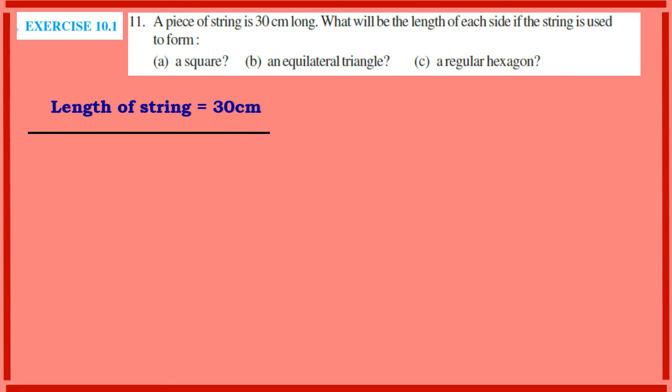So suppose this is a string of length 30 centimeter. This string we are going to bend to form the square. So what will happen? The same string is in the shape of the square. So the length of the string is equal to the perimeter of the square. Got it? Because these 4 sides are made up of this string, no? So the perimeter of this square is equal to the length of the string.